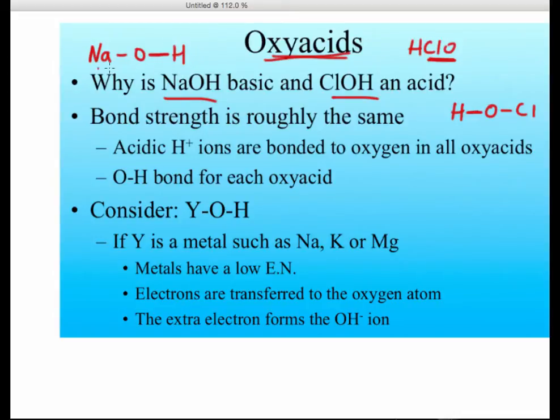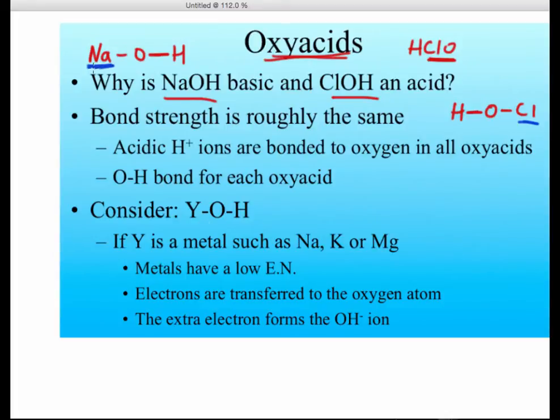Now in this case it's going to be a base. We're going to see why, because it has to do with the fact that I have that sodium ion in here, versus the chlorine ion. Acidic hydrogen ions are bound to the oxygen. So consider why. Considering this, I'm going to put in a metal.